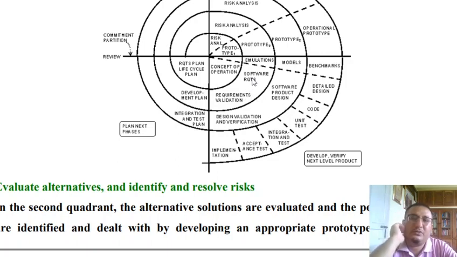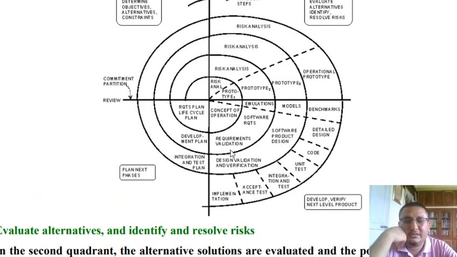So software requirements are specified, requirements are validated, then software product design is formulated, then design is validated and verified, and then we have detailed design, we have coding, we have unit testing, integration testing, acceptance testing, and eventually we have implementation of the software in the client's environment. So this is the way the progression takes place in the spiral model.